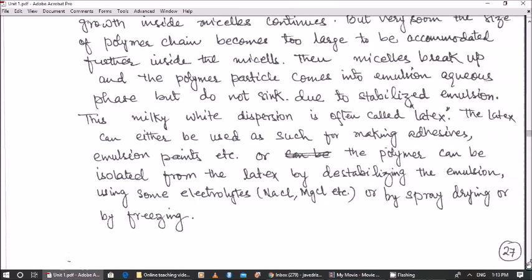The polymer can be isolated from the latex by destabilizing the emulsion using some electrolytes such as sodium chloride, magnesium chloride, etc., or by spray drying, or by freezing technique.